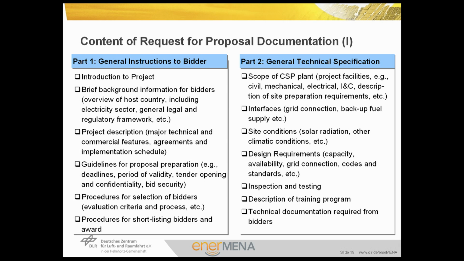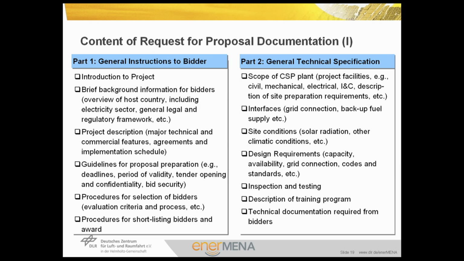This includes also procedures for selection of bidders. So we are talking about evaluation criteria and process, etc. And finally, procedures for shortlisting bidders and award will be included in this part. Part 2, the general technical specification, includes normally the following items: scope of the CSP plant, the project facilities, for example, civil, mechanical, electrical, instrumentation and control, description of site preparation requirements, etc.